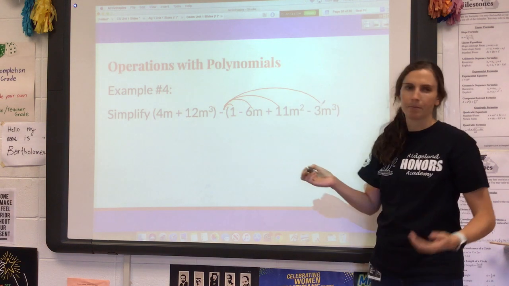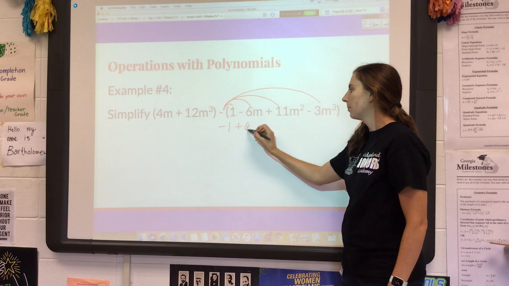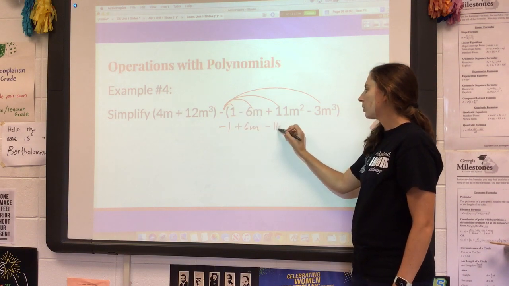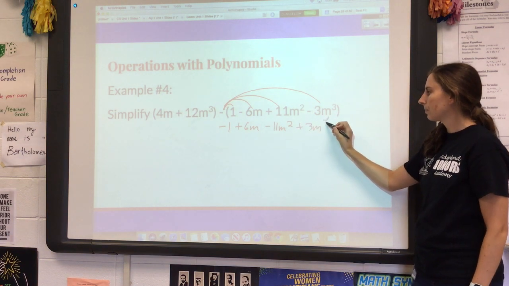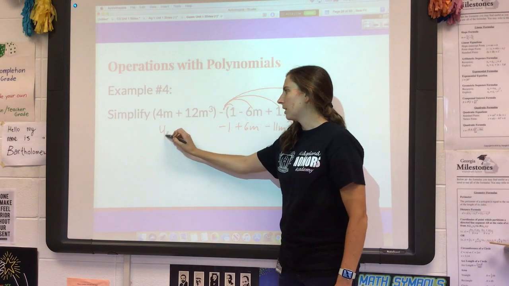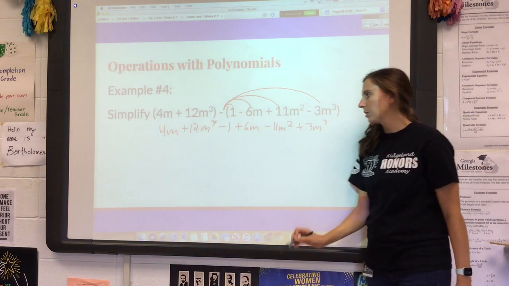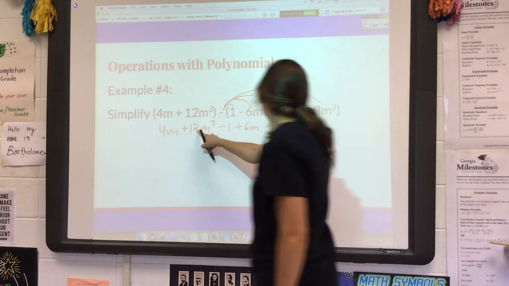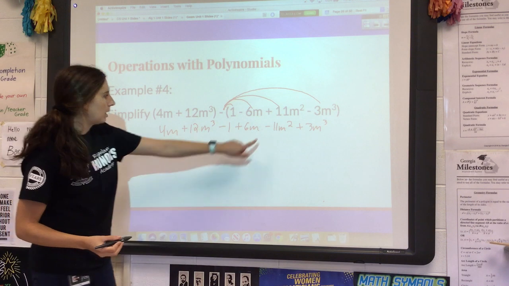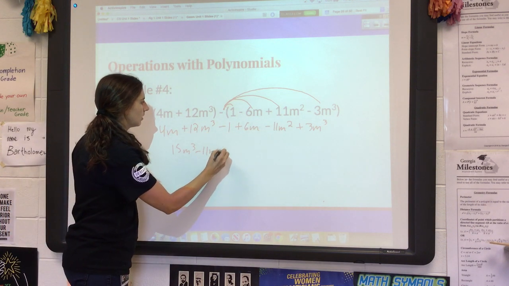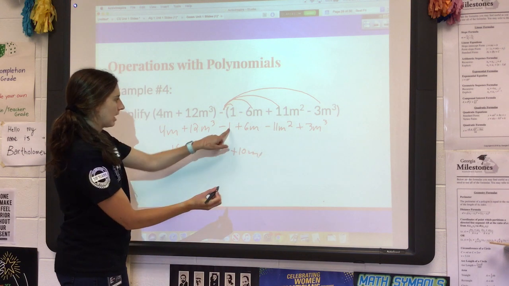It's just going to make them a negative. It'll make this negative 1, positive 6m, negative 11m squared, and negative is positive 3m cubed. This will stay the same. And now I'll just combine like terms as we did before. I've got 12 plus 3, so 15m cubed. I've got minus 11m squared. 4 plus 6 is 10m. And then a minus 1.